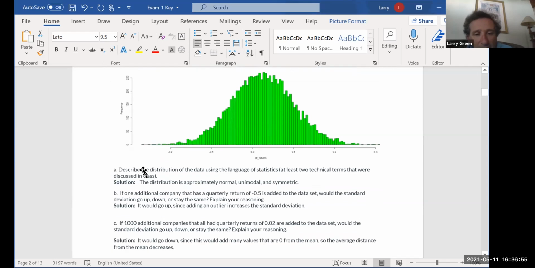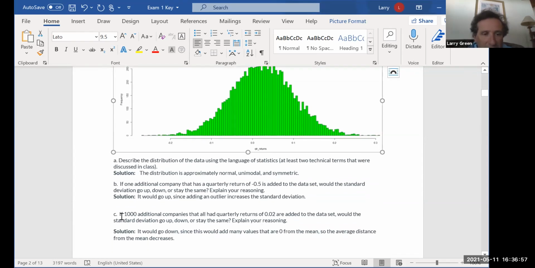Okay, on the other hand, part C is if you had 1,000 companies that returned 0.02, which is the mean. Now we're taking all these numbers. They're pretty low, but not all 0. And we're adding 1,000 zeros from the mean. 1,000 that are 0 distance from the mean, now taking the average. So now what'll happen to the average?